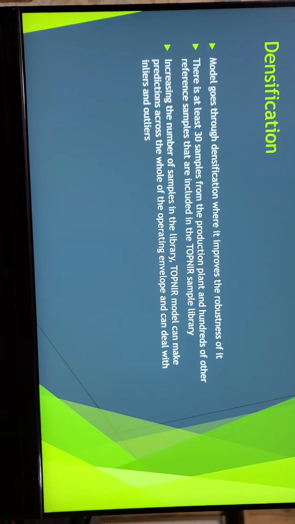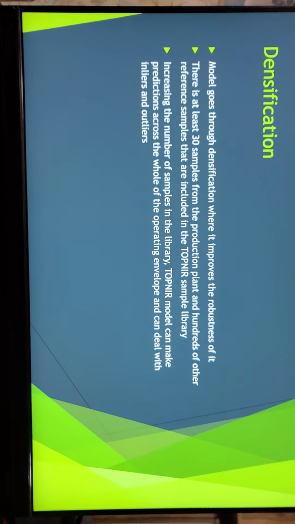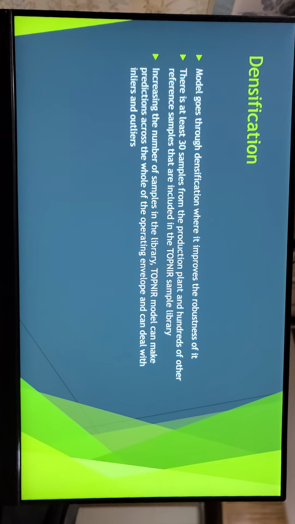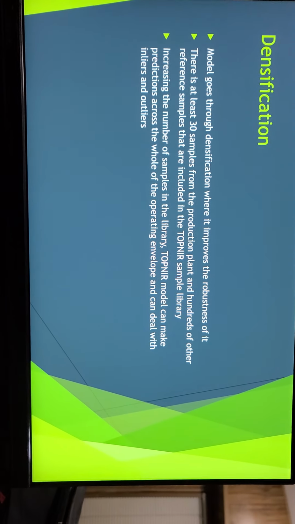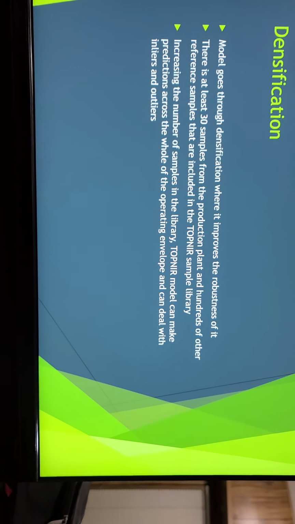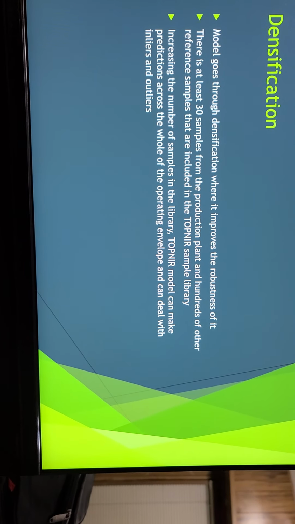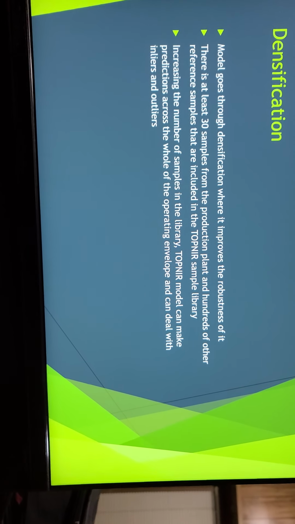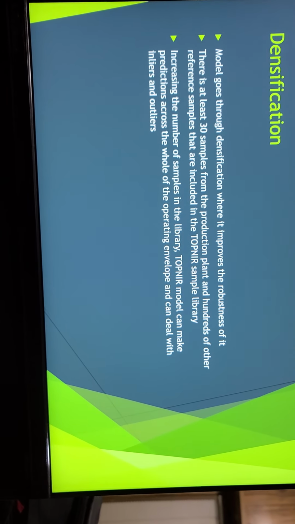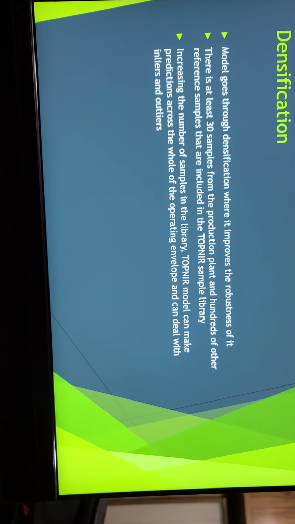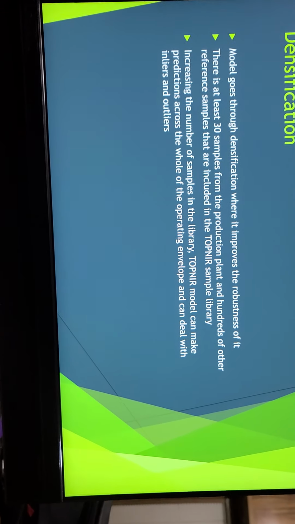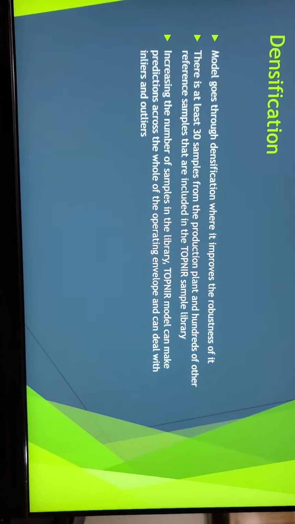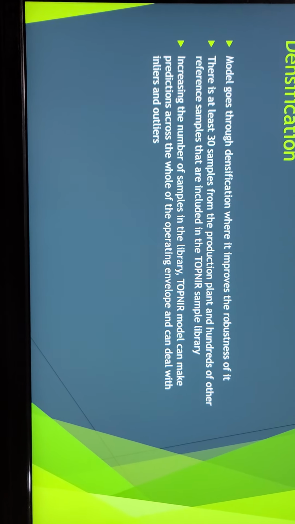So how we go about doing that is there's a process called densification. A model goes through densification where it improves the robustness of the model. What you do is you take at least 30 samples, usually from the plant. So if you're going from a specific refinery, you'll take like 30 samples from that specific location where you're working, and then you use hundreds of other reference samples, and you include that in your library.